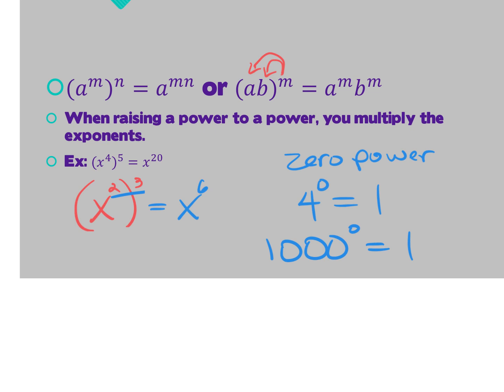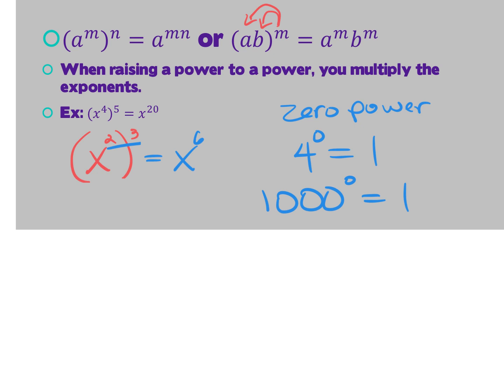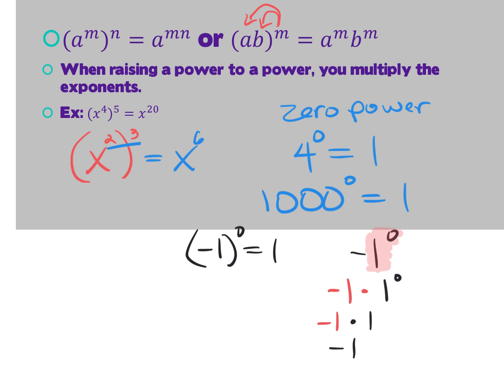Now, you do have to be careful with negative numbers. So, for example, if I have -1 in parentheses to the 0 power, this equals 1. However, if I have a -1 raised to the 0 power without a parenthesis, remember this power of 0 is only on the 1, not on that negative sign. Again, you can think of it as a -1 times 1 to the 0, which then would become -1 times 1, and this gives you a -1.